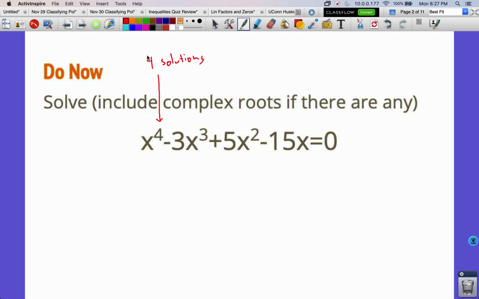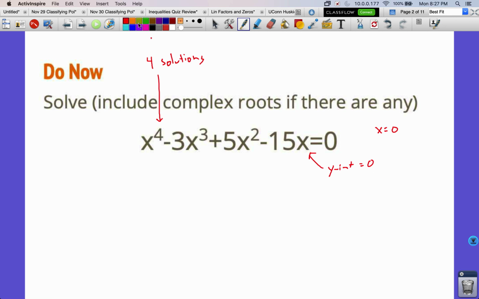Now the first one is actually really obvious if you think about it. It is the solution x equals 0. There is no constant term here. The y-intercept equals 0. So if you're crossing the y-axis at 0, then you must also be crossing the x-axis at 0.